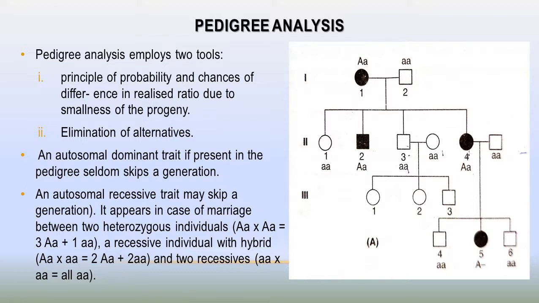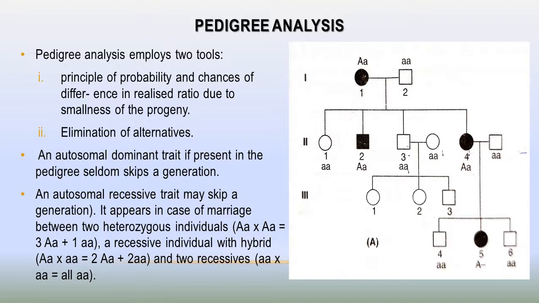In this diagram, three generations of a family are represented with the help of symbols, and they are numbered in Roman numerals: first generation, second generation, and third generation, I, II, and III. Here in the first generation, parents are present, which are given the names 1 and 2.